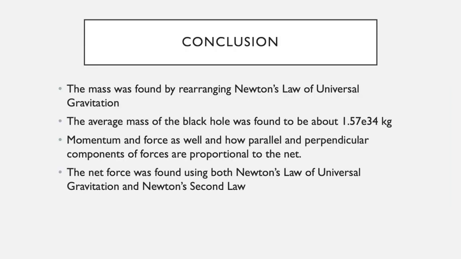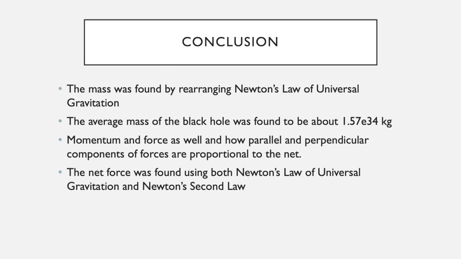Throughout this lab, the mass was found by rearranging Newton's law of universal gravitation. The parallel and perpendicular components of the net force were used to calculate the predicted mass. The average mass of the black hole was found to be approximately 1.57 times 10 to the 34th kilograms. The reason the average mass was found was because, due to Hawking radiation and computed numerical errors in the position of the star, the masses output were slightly different at each time step.